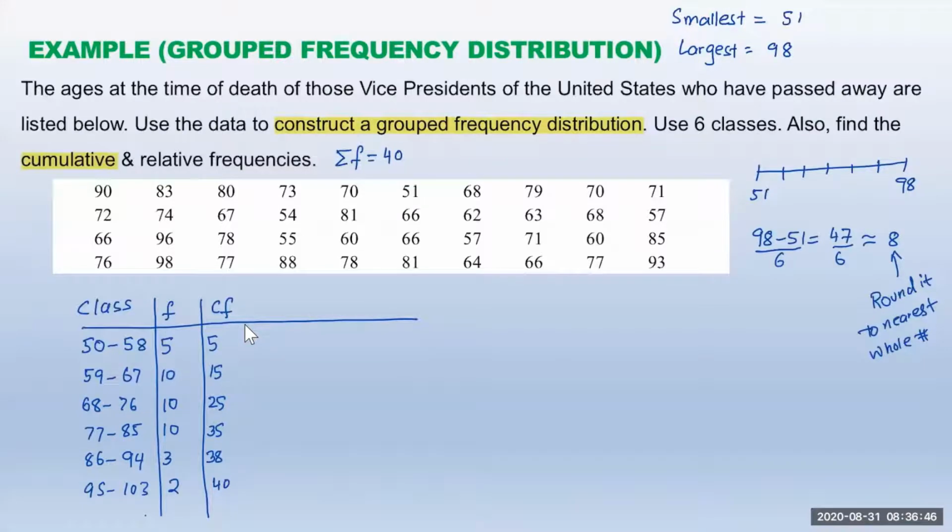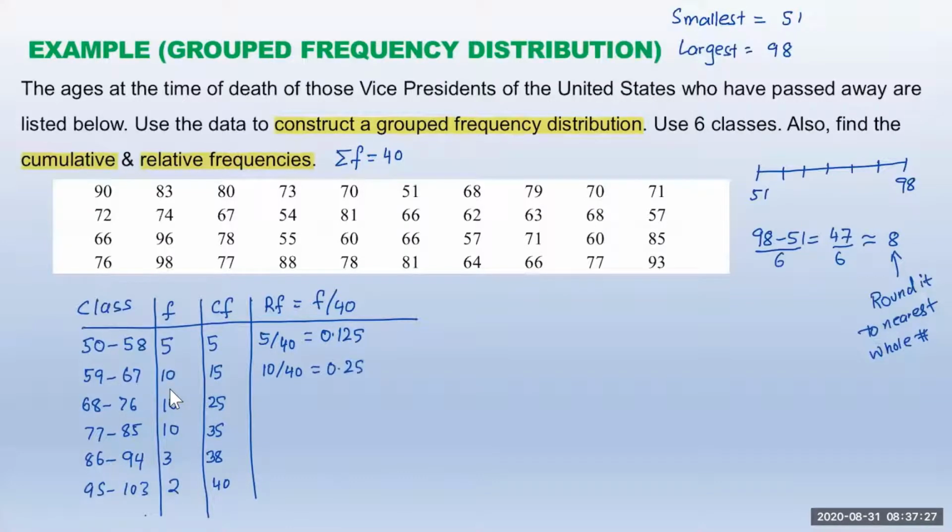And the last thing we want is the relative frequency. We already know how to find it. Relative frequency is equal to frequency divided by the total. The total is 40. So in this case, the first one is 5 divided by 40. If you change this to a decimal, 5 divided by 40 in your calculator, you should get 0.125. The next one is 10 divided by 40, since the frequency of the second class is 10. 10 divided by 40 is 1/4 or 0.25.